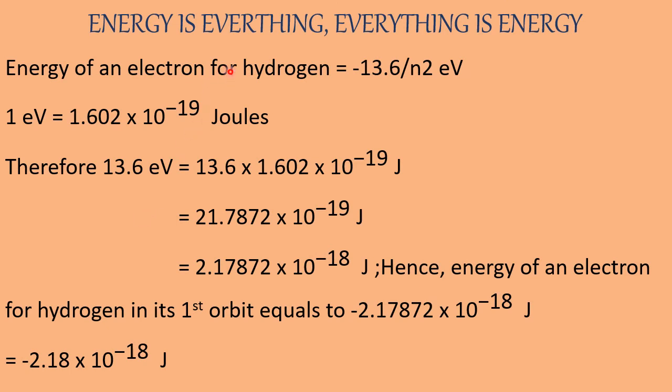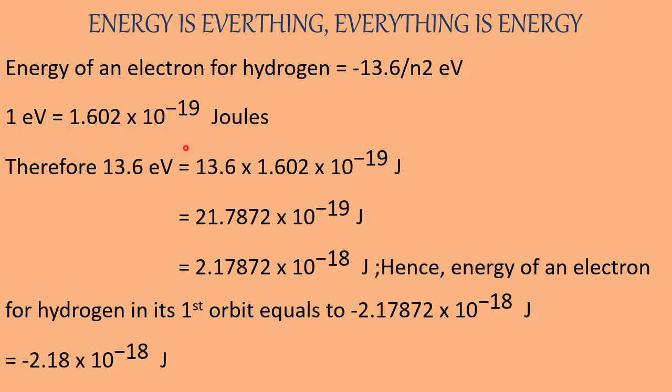Energy is everything, everything is energy. In the previous discussion, the energy of an electron for hydrogen was equal to how much? Minus 13.6 by n square electron volts. We will convert electron volt into joules. For this, we require a converting factor. 1 electron volt is equal to 1.602 into 10 to the power minus 19 joules.